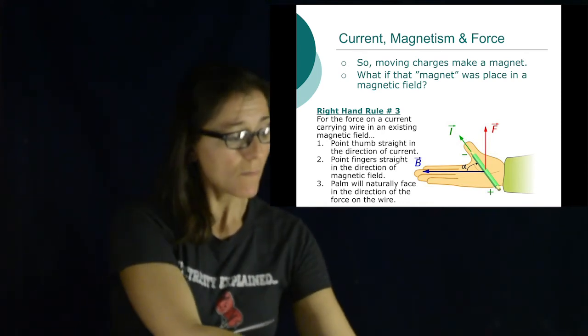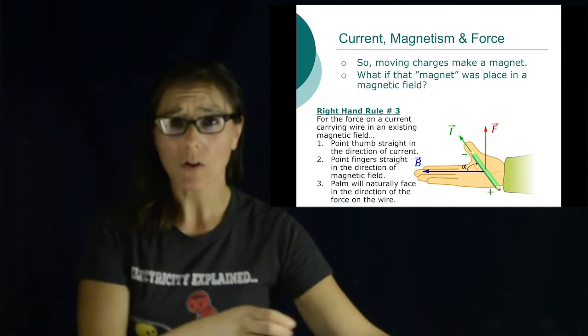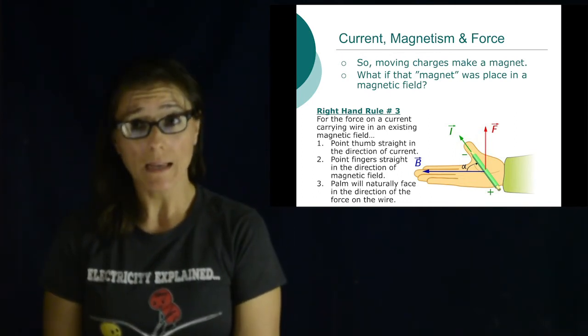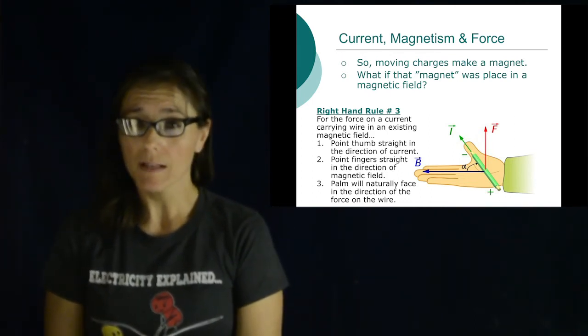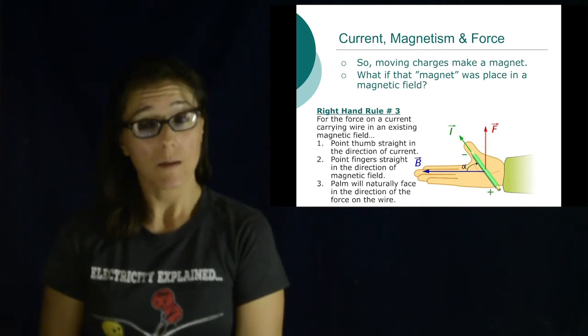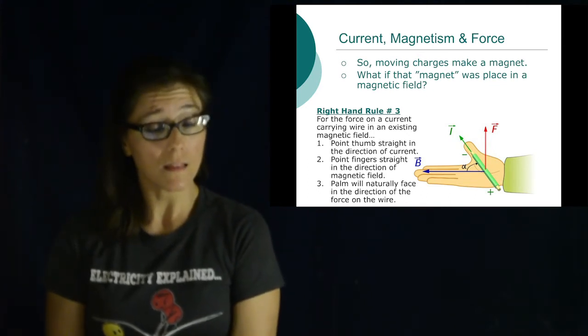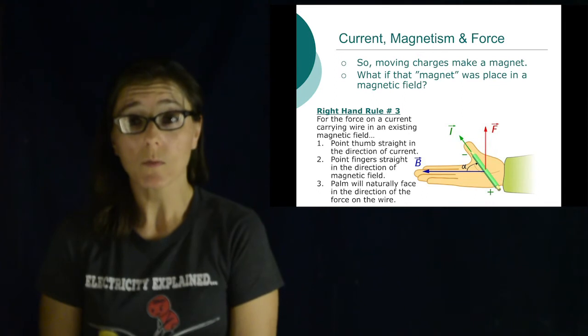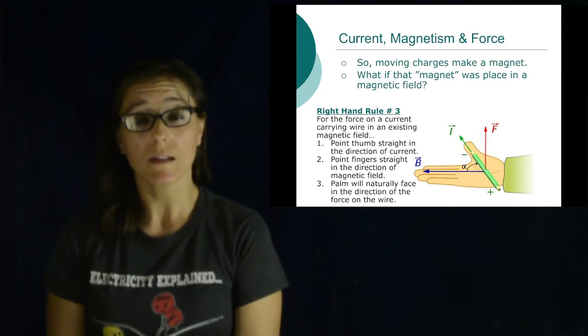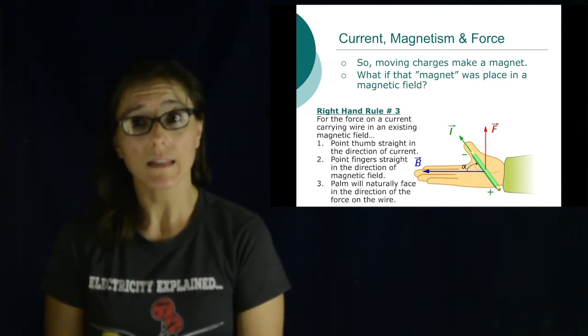So what would happen if we took a wire that had a magnetic field surrounding it and placed it in a magnetic field? It makes sense to think that, well, that wire would be moved by the magnetic field that it's in. And in fact, it turns out that it is.